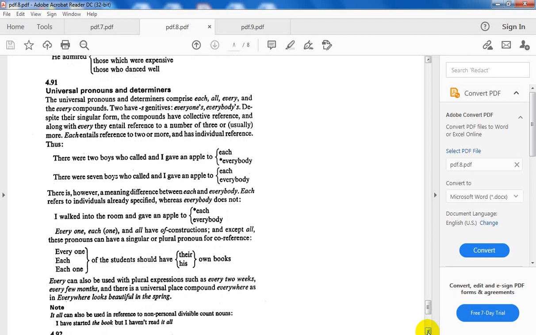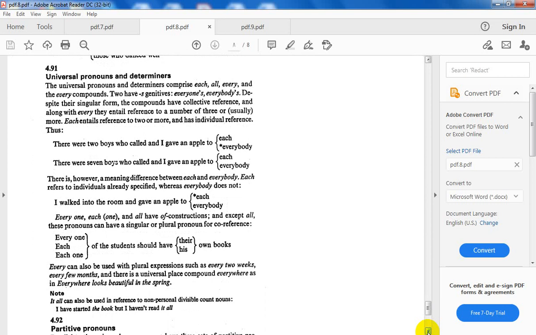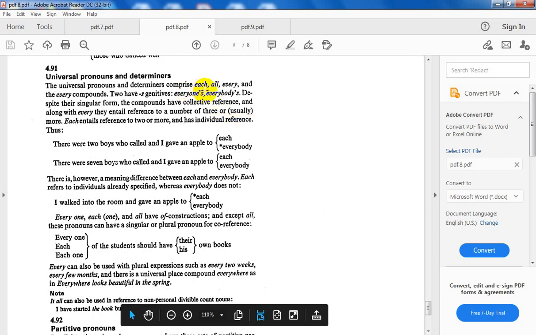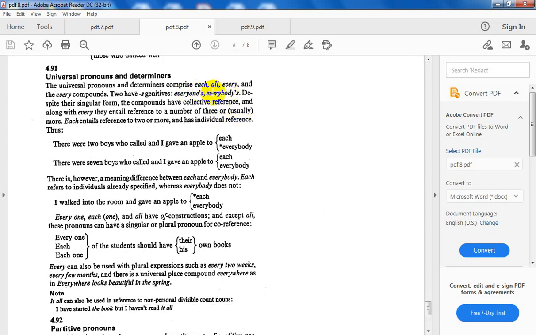Move to another one, which is the universal pronouns and determiners. What are they? Each and every. Universal pronouns and determiners comprise each, all, every, and the every compounds: everyone, everybody, everything, and everywhere. What are the every compounds? Everyone, everybody, everything, and everywhere.